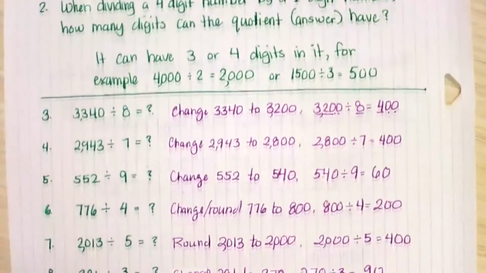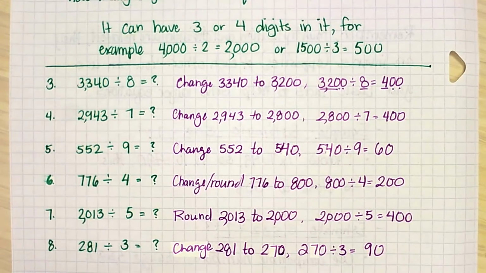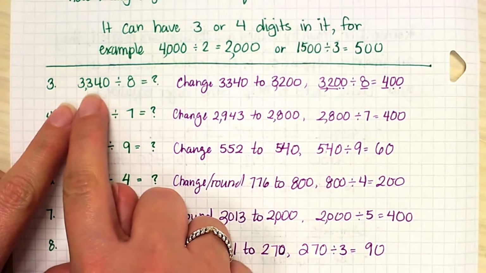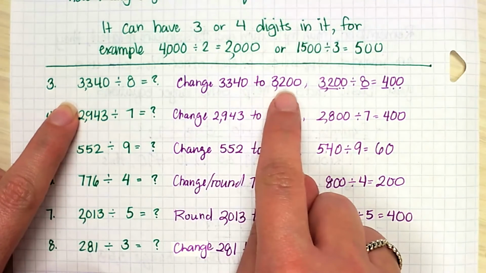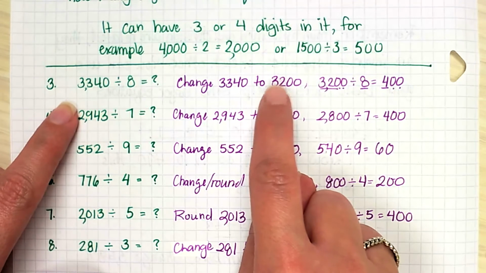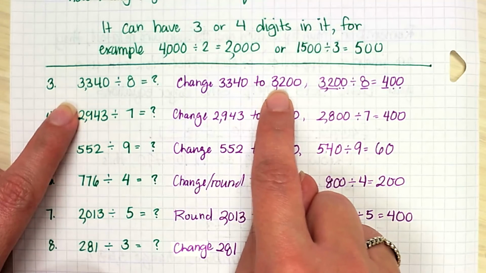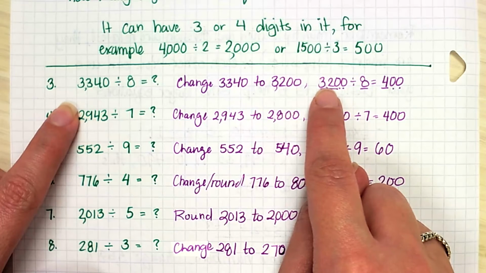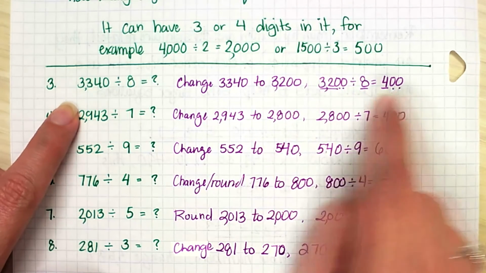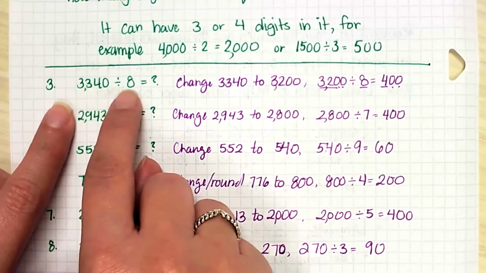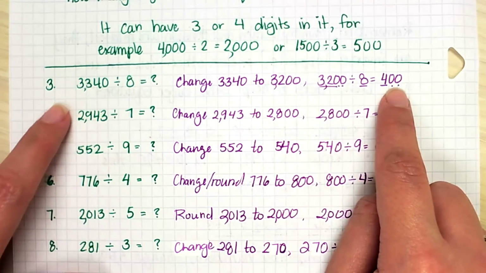Now, for numbers 3 all the way to number 8, they asked us to find an estimated answer and to say how we solved it. So they wanted to estimate 3,340 divided by 8. I changed my 3,340 to 3,200. I used that compatible number because I know 32 is a multiple of 8. So if I have 32 divided by 8, that's going to give me 4. So 3,200 divided by 8 gives me 400. So I know that 3,340 divided by 8 is about 400.